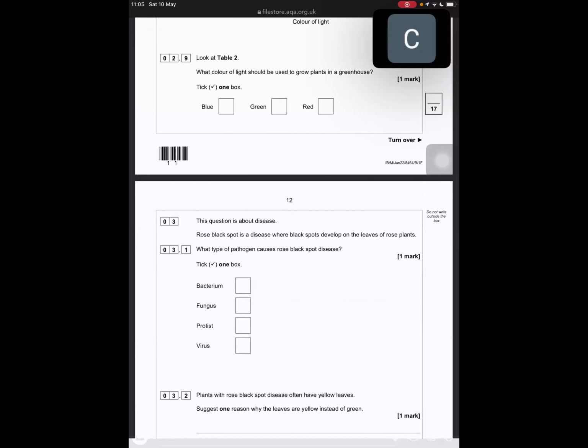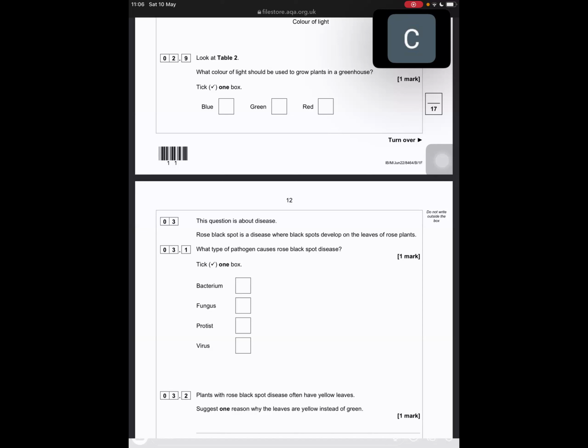This question is about disease. Rose black spot is a disease where black spots develop on the leaves of rose plants. What type of pathogen causes rose black spot disease? To be very frank, let's see. Is it a bacterium? Is it a fungus? Is it a protein? Or is it a virus?